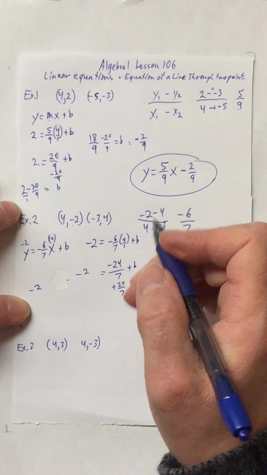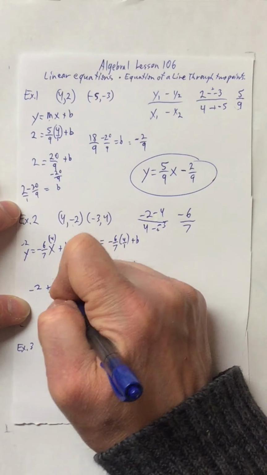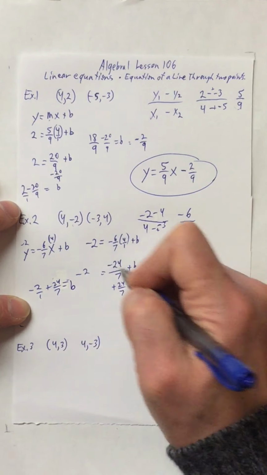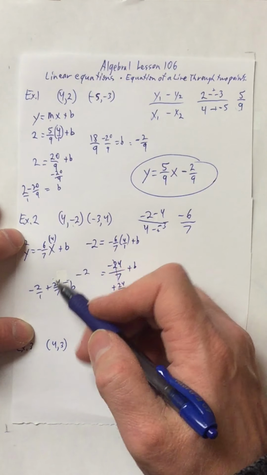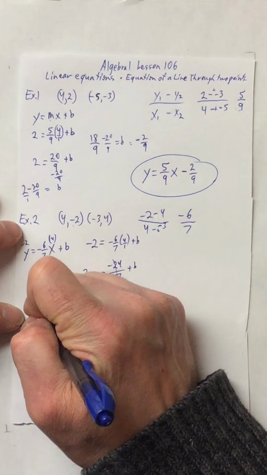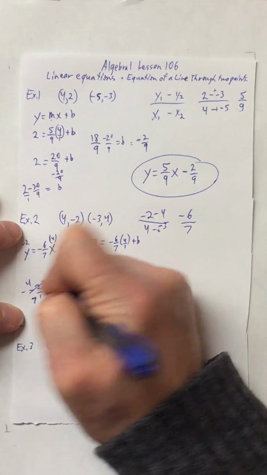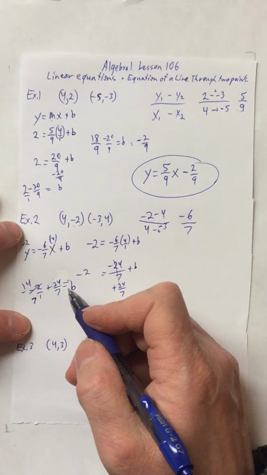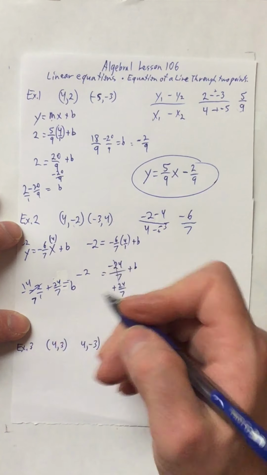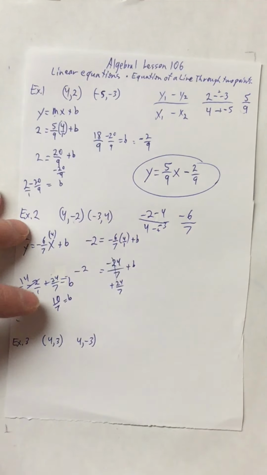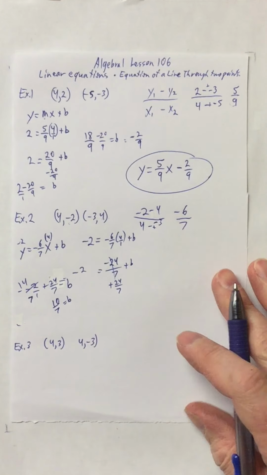Negative 2 plus 24 over 7 is equal to my b. I've canceled that side right there. I need to get my common denominator. Our common denominator is going to be 7. That's going to change my top to a negative 14. And then we can add. Negative 14 plus 24 looks like 10 over 7 equals my intercept. Does that make sense?